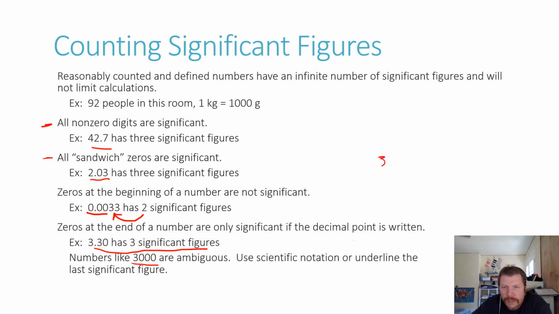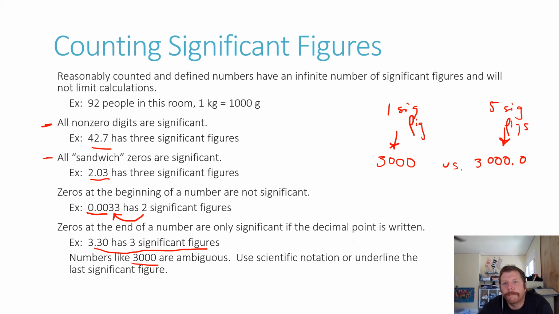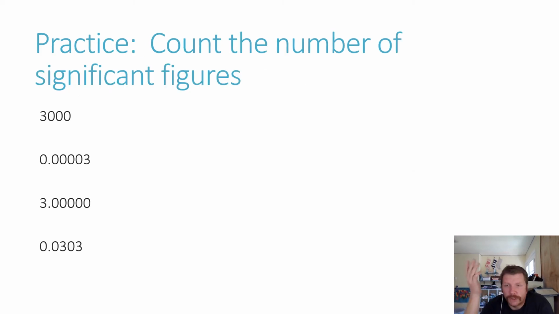So 3,000 is a kind of ambiguous number compared to 3000.0. Well, this number has 1 sig fig, and this number would be 5 sig figs. 5 significant figures. Now, let's go ahead and count these, and if you want to come up with a number beforehand, go ahead and pause. Count the number of significant figures.